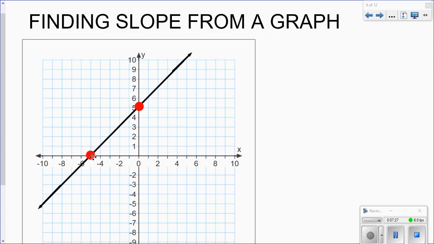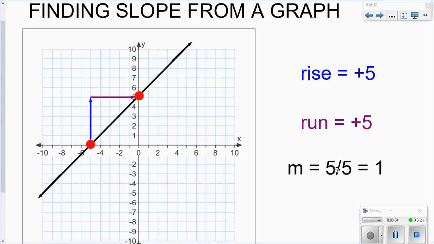So basically, I'm just going to go ahead and figure out what's going on here. I always start left to right, but it doesn't matter because it will always simplify the same way. So here, I'm going to do the rise first. So I'm going to go up 1, 2, 3, 4, 5. So my rise is +5 because I went up 5. And then from there, I'm going to go to the right to get to my next point. 1, 2, 3, 4, 5. So my run was also a +5 because I moved to the right, which is positive. So to create my slope, I would just write 5/5, which I want to simplify. So my slope is 1.